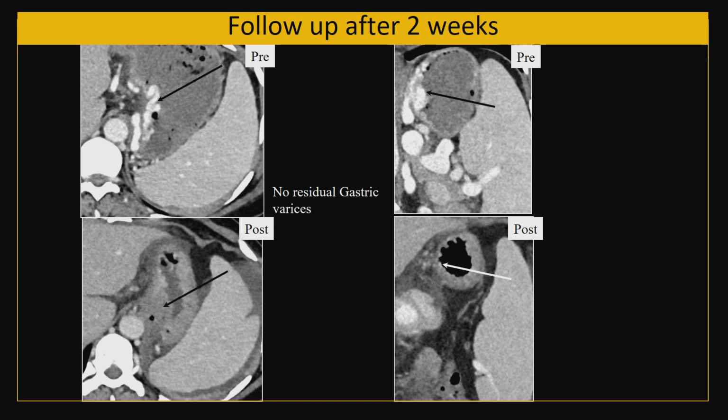These are the varices which are seen in the baseline, and this is the obliterated varices after 2 weeks, which were previously seen in this image also. And all those varices are obliterated, and the patient has had no repeated episode of hematemesis till the 1 year follow-up.